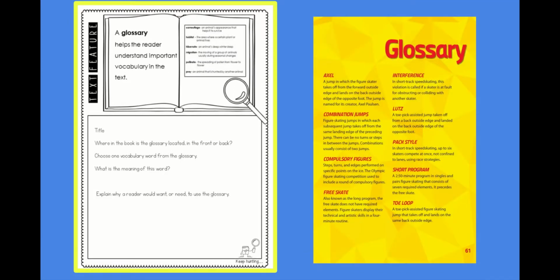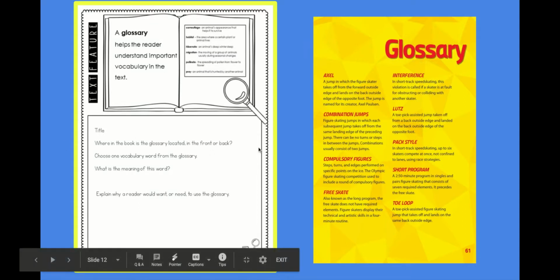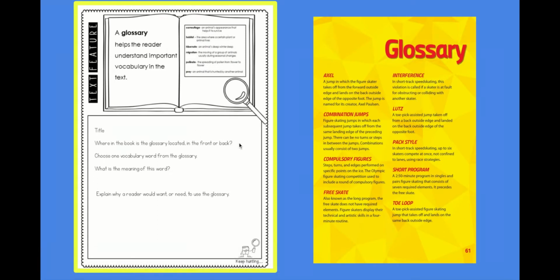All right, our next text feature is a glossary. And the glossary is important because it helps the reader understand important vocabulary in that text. So back earlier in my video where I was talking about that bold print, a lot of times the print that the author put in bold, they will put in the back in the glossary and give you a definition. So you can go to the glossary and look up those bold words and figure out what some of those mean. So I found this book in my ice skating book, so I'll write my title there. The glossary is always located in the back of the book.